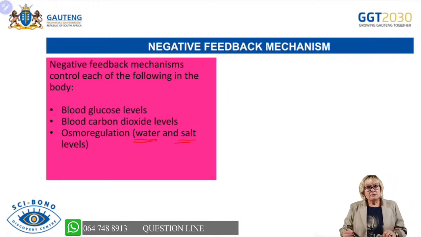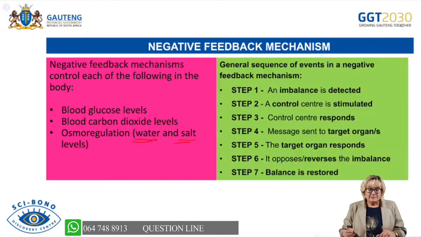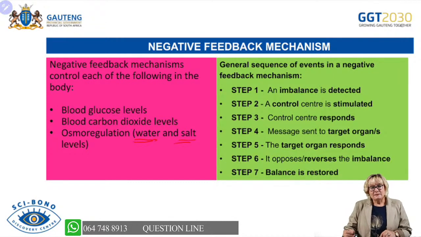Now, a negative feedback mechanism always happens in 7 steps. And it's important that you know the sequence of these 7 steps. First of all, an imbalance is detected. So there must be something in your body that is picking up that the environment is now changing. And remember, you only looked this year at glucose levels in your blood, CO2 levels in your blood, water and salt.